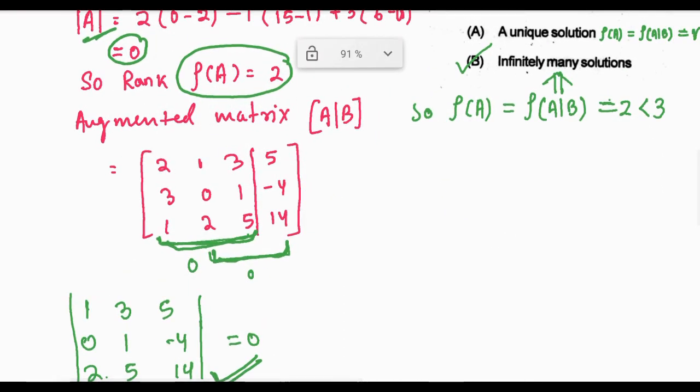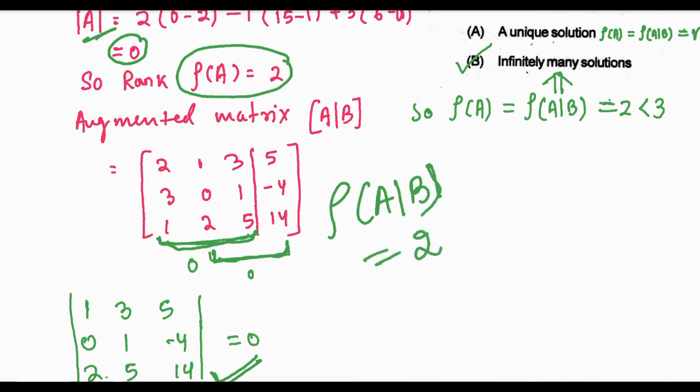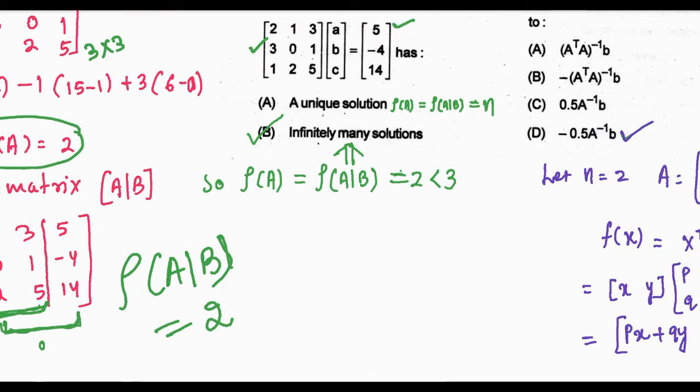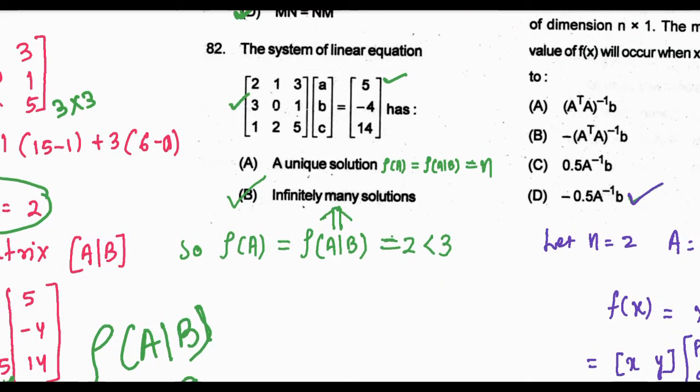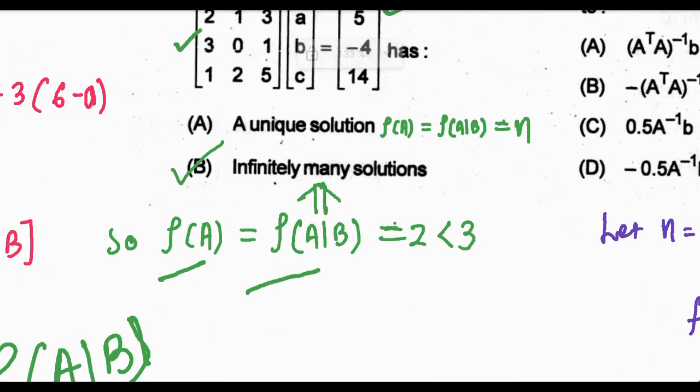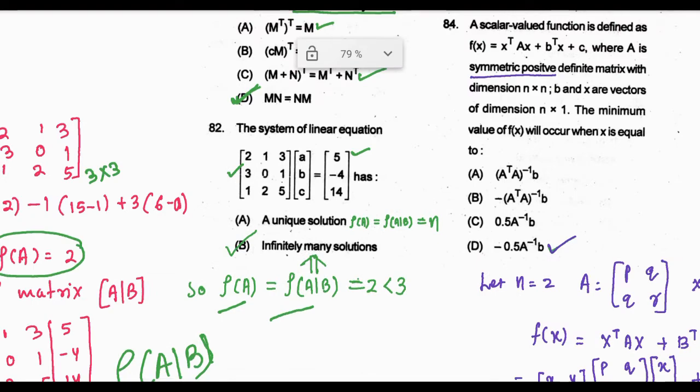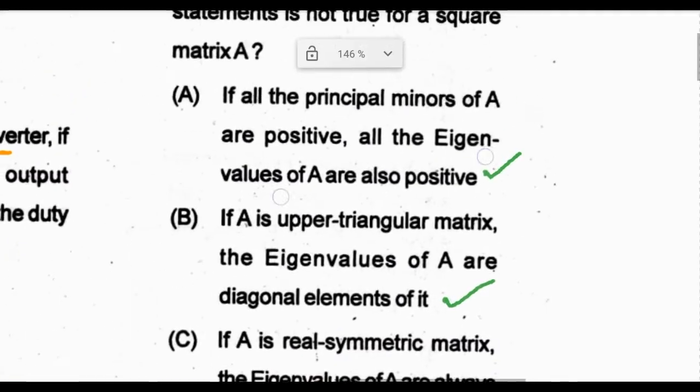That means rank of [A|B], that is augmented matrix, is also equal to 2. So we have finalized that rank of A is equal to rank of [A|B] is equal to 2, which is smaller than 3. 3 is the number of variables A, B, C. So what does it say? It says that it has infinitely many solutions. If rank of A is equal to rank of augmented matrix is equal to 3, then it will have a unique solution, and it will be option A. But here rank is 2, which is smaller than the number of variables. If rank of A is not equal to rank of [A|B], what will happen? It will have no solution.